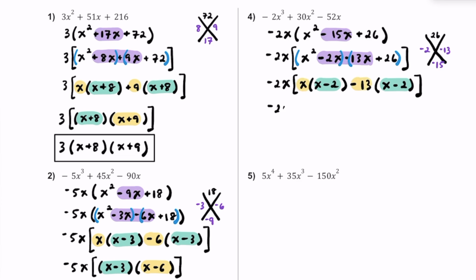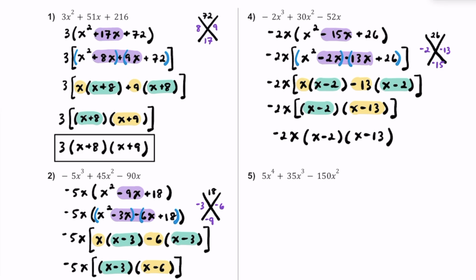So keep this negative 2x out in front. And then what they had in common was this x minus 2. And then we were left with this x minus 13 here. Okay, so the x minus 2, we are hoping that they come out matched so we can factor like that. And then we're left with this x minus 13 here. So our final factored expression here is negative 2x. The brackets aren't necessary. I just like putting them for organizational purposes, but you don't have to write those, okay? And this would be our final expression.